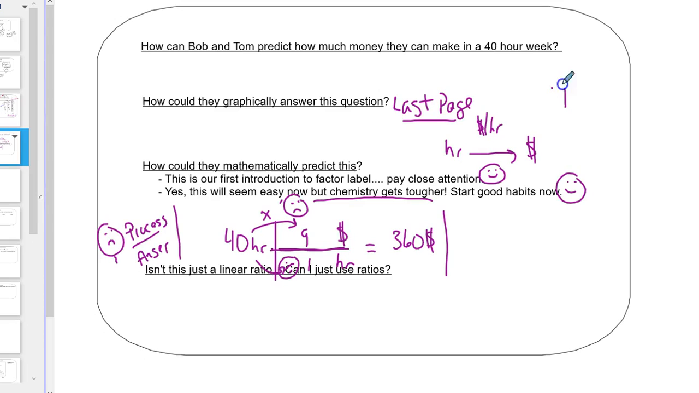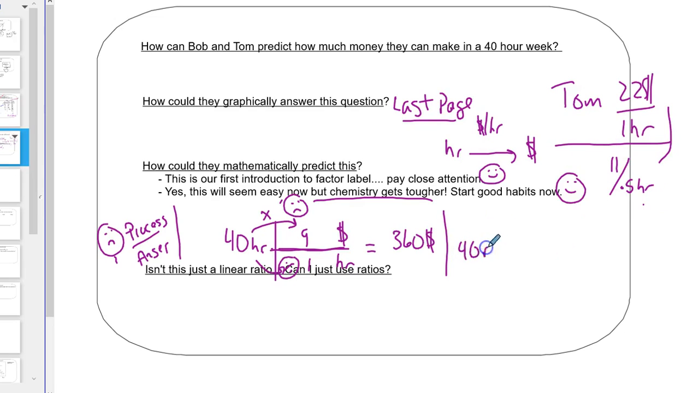Okay, let's try Tom. Tom makes $22 per 1 hour, but I'm going to change that relationship. Tom actually makes $11 every 0.5 hours. Does that make sense? Is that the same? Yeah, it is. These are the same relationships. So in 40 hours, how much does Tom make? I can use either one of these, but I'm going to use the bottom one.